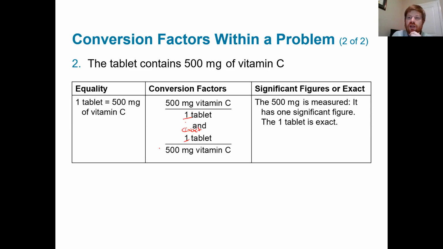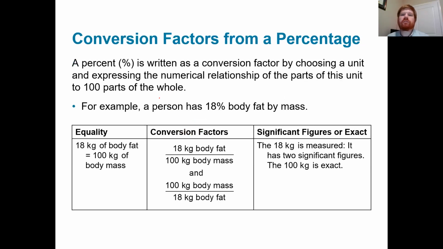Now, just like what we saw before, the 1 tablet, that's an exact number. However, the 500 milligrams, that's a measurement. A pharmacist or someone measures the amount of vitamin C that goes into the tablet. So a measurement of 500, how many significant figures are there? It's on the slide, but you get the idea. We have a 5, and then 2 trailing zeros and a number without a decimal. That means there should be 1 significant figure.